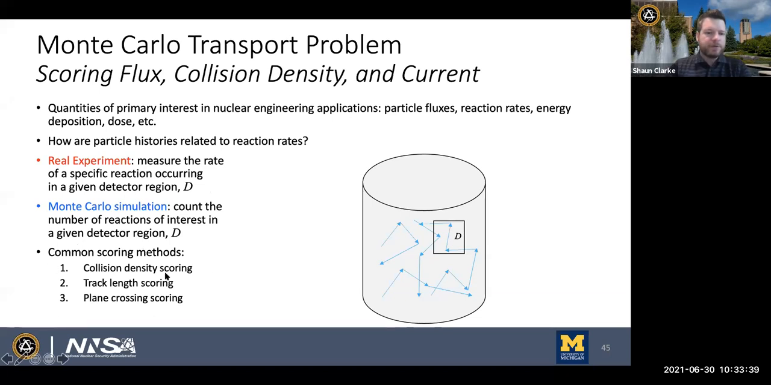There's a few different scoring methods. It's called scoring in Monte Carlo because you're literally counting the number of times that these things happen. There's 3 primary approaches that are used in most commercial Monte Carlo codes: collision density scoring, track length scoring, and plane crossing scoring. And I'm going to give you an example of each of those here.